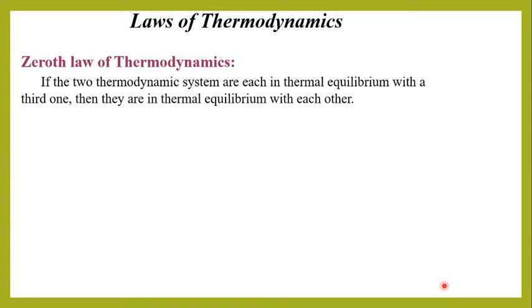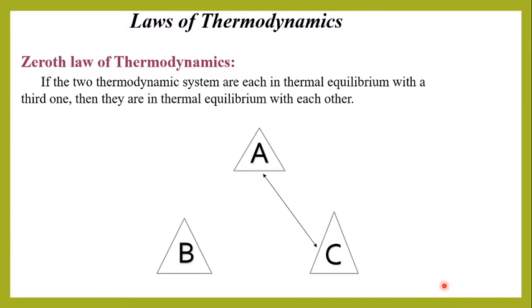Now we will learn the laws of thermodynamics. First we will see the zeroth law of thermodynamics. If two thermodynamic systems are each in thermal equilibrium with a third one, then they are in thermal equilibrium with each other. In the previous lecture we saw what thermal equilibrium is: when two systems have equal temperature, then those two systems are said to be in thermal equilibrium. Imagine there is one system A which is in thermal equilibrium with system C, and there is one system B which is also in thermal equilibrium with system C. Then according to the zeroth law of thermodynamics, system A and system B are also in thermal equilibrium with each other.